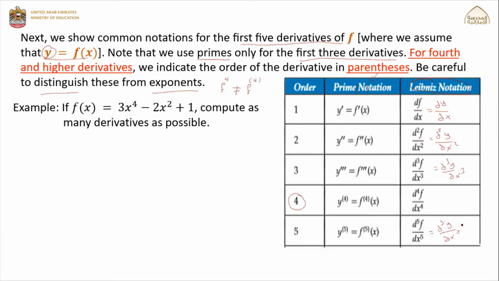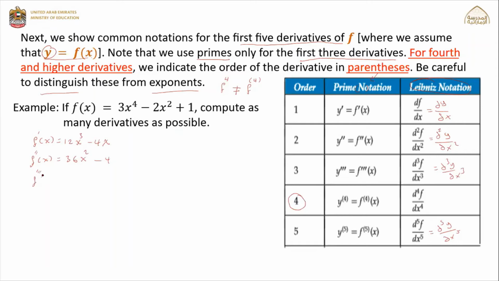Now we have an example here. Compute as many derivatives as possible for the function f of x equal to 3x to the power 4 minus 2x squared plus 1. The first derivative, f prime of x, is 3 times 4, it's 12, x to the power 4 minus 1 is 3, minus the derivative of 2x squared, it's 4x, and plus 1, the derivative is 0. The second derivative, f double prime of x, equals 12 times 3, it's 36, x to the power 3 minus 1, it's 2, and the derivative of 4x is 4.